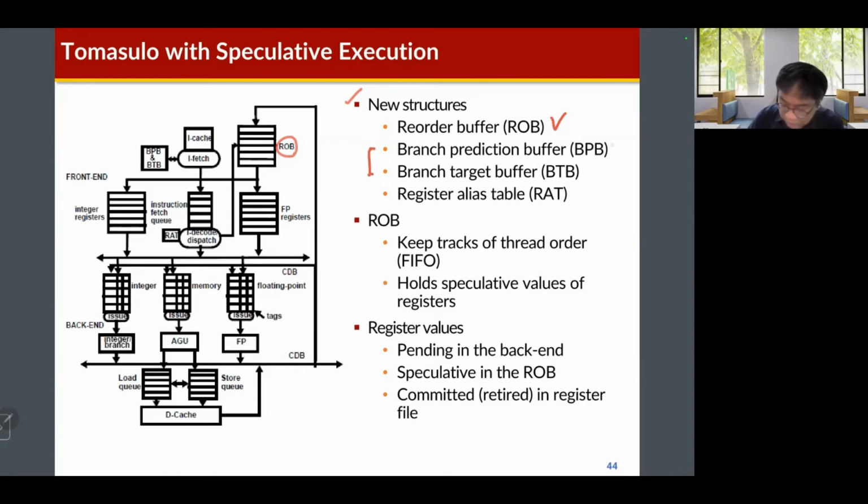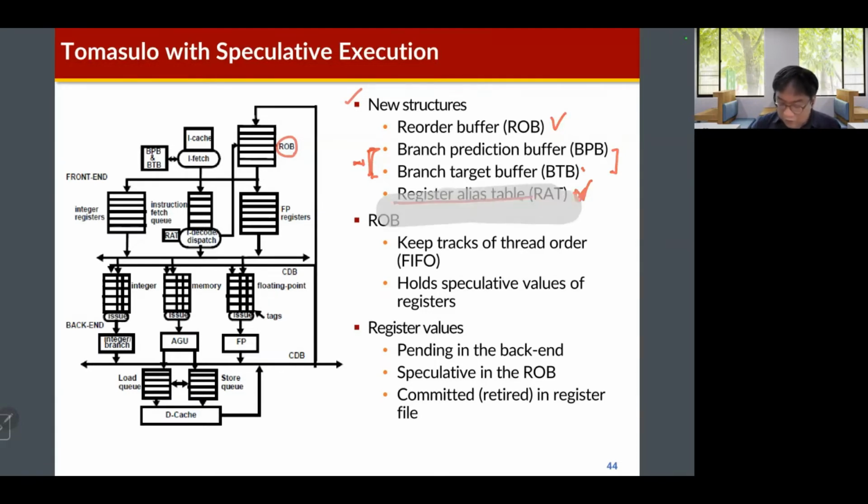And then this is the branch prediction buffer, called the BPB, and the branch target buffer, which is also a main part of speculative execution. With the branch prediction buffer, the processor predicts the result of the branch instruction, like a conditional branch instruction. And with the branch target buffer, the target of the branch instruction is stored, so we can fetch more instructions from the instruction cache. So the branch prediction buffer and branch target buffer are used for predicting branch instructions. And then the register alias table just tracks the status of registers. I will explain the register alias table later.